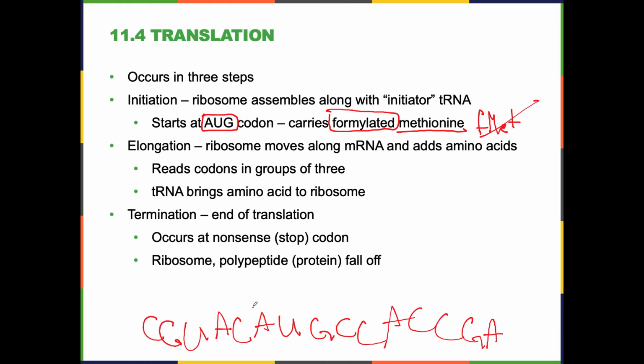Oh, there's our first AUG. So this will now set our reading frame. This is where our first word is going to look like. And then after that, during elongation, we're going to read these in groups of 3, and so on and so forth. Okay? And this is going to continue until termination when we hit our stop codon.